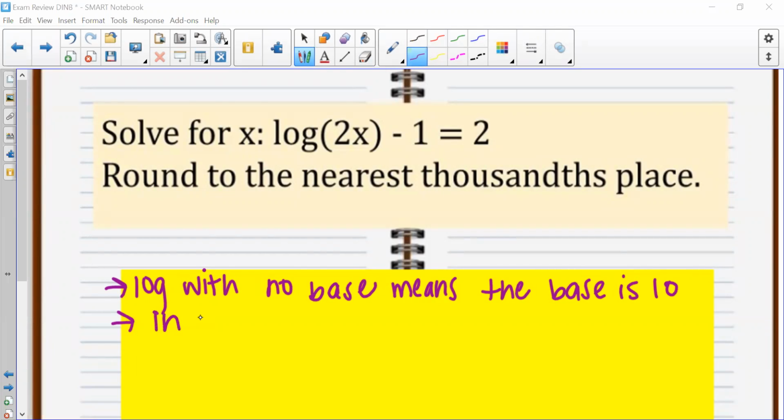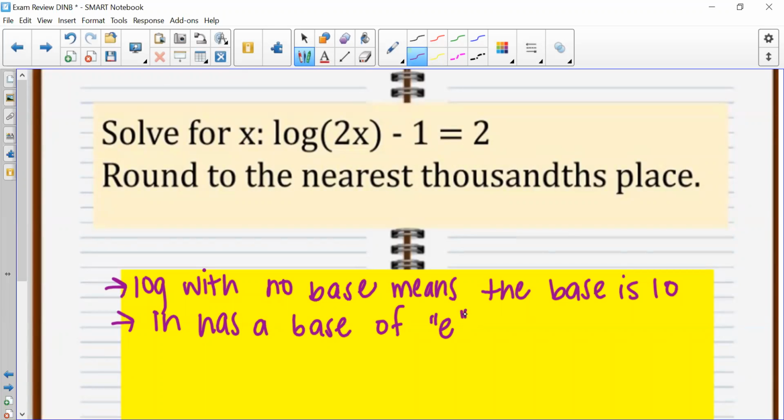ln has a base of e. E was a number, but we just type e in whenever we use it. All right, so if you ever see one of these, a log with no base this time, we're using base 10.